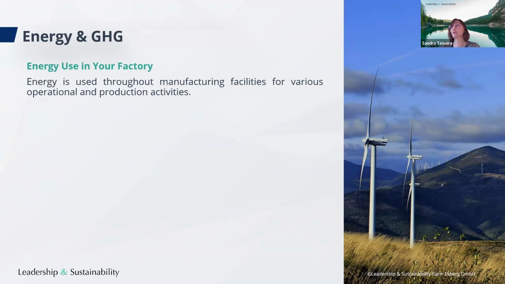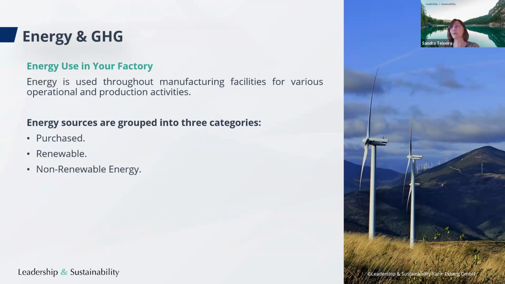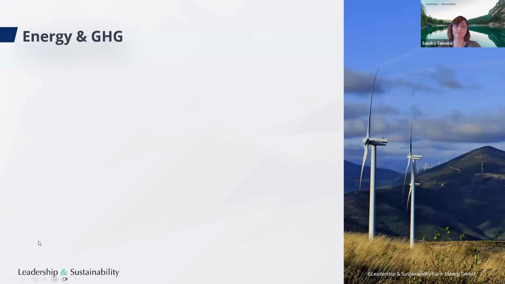The energy is used throughout the manufacturing facilities for various operations and production activities, as you may know, and these energy sources are grouped into 3 categories: purchased energy, renewable energy, and non-renewable energy that you may be using at your own facilities.